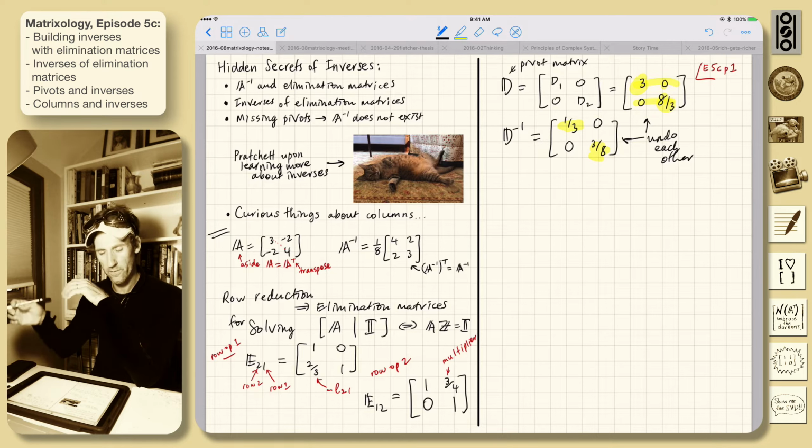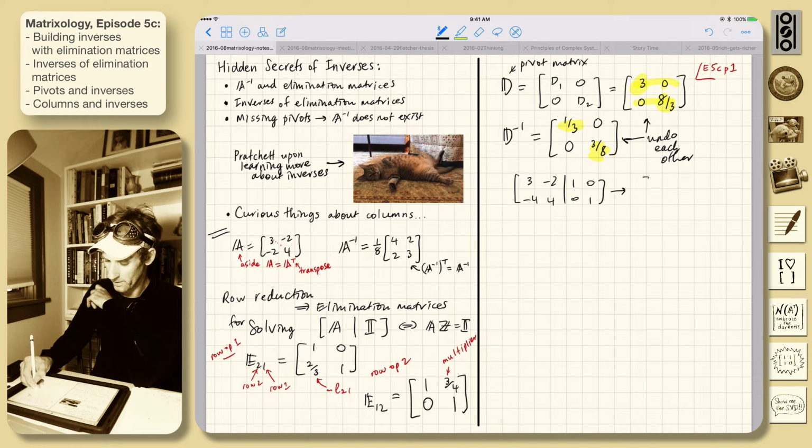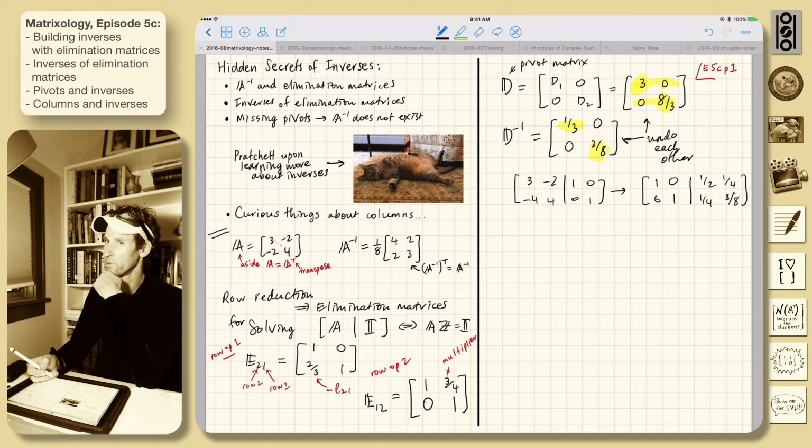So in our series of row operations, we went from 3, -2, -2, 4 next to 1, 0, 0, 1, to the format we wanted, which is going to be the identity matrix here. And then we had these things: a half, a quarter here as well, and 3/8. Right, that's A to the minus 1. It's the same as doing this to A, right?